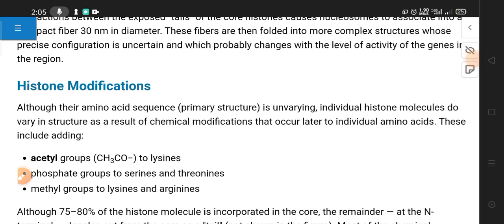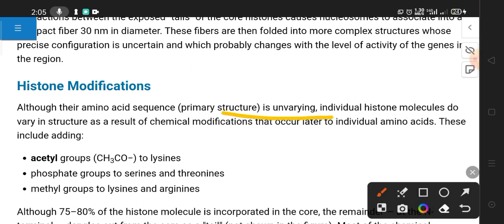The next is histone modification. Although their amino acid sequence, the primary structure, is unvarying, individual histone molecules do vary in structure as the result of chemical modifications that occur later on individual amino acids. These include adding an acetyl group to lysine, next a phosphate group to serine and threonine, and last a methyl group to lysine and arginine.